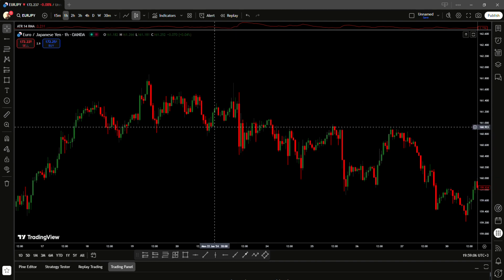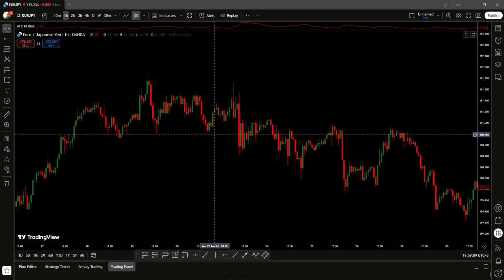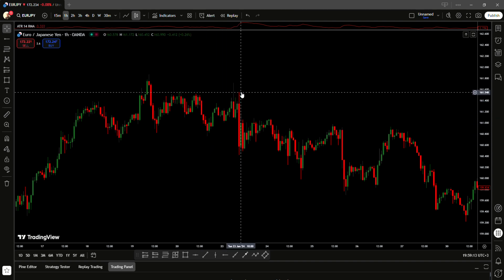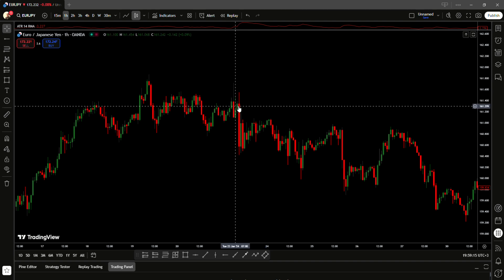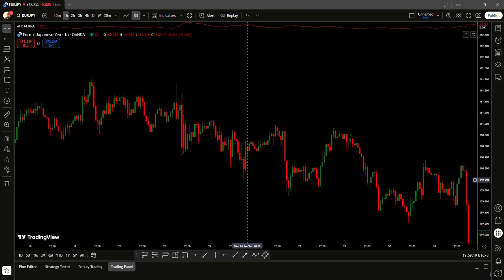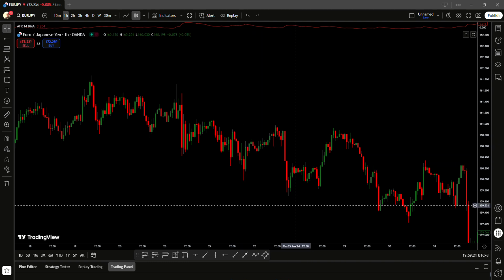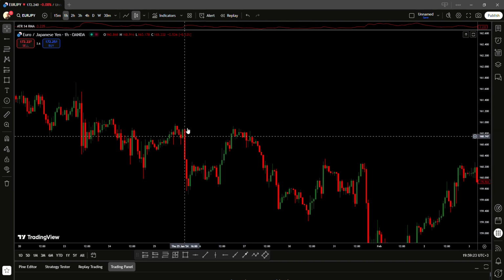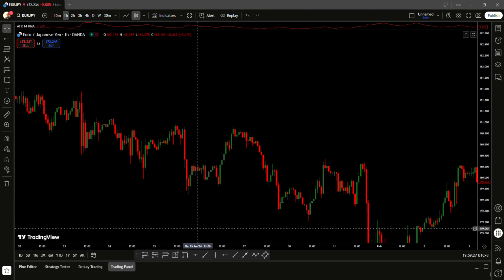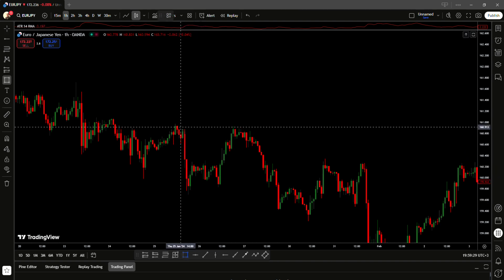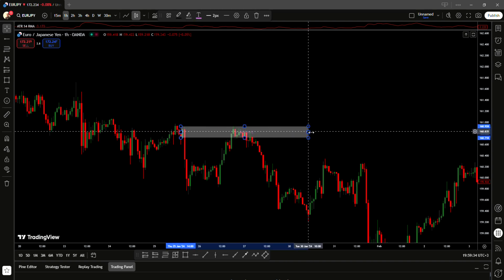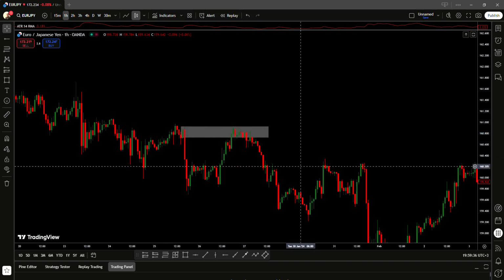So we have here a change of character here. This is a drop, changing this character, leaving a supply zone here. However, it was not tested. So price kept on making lower lows and lower highs, breaking structure. So now we have this one, drop, base, drop, this base here. So you mark the zone very well, like that. Mark that zone like that.